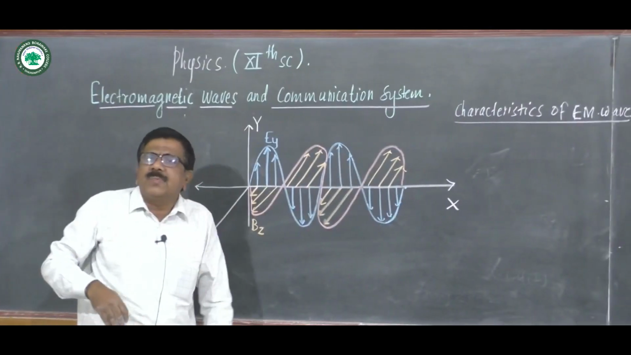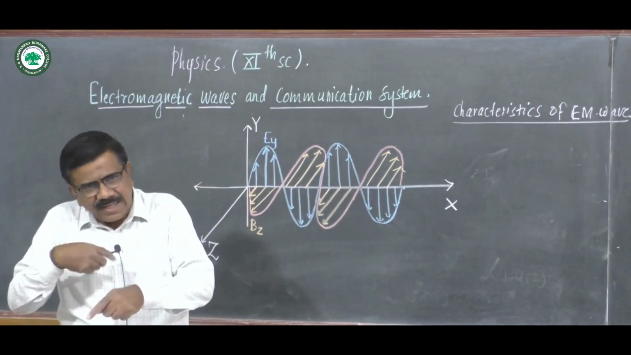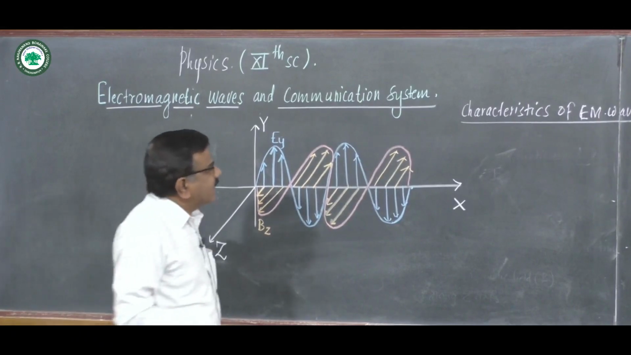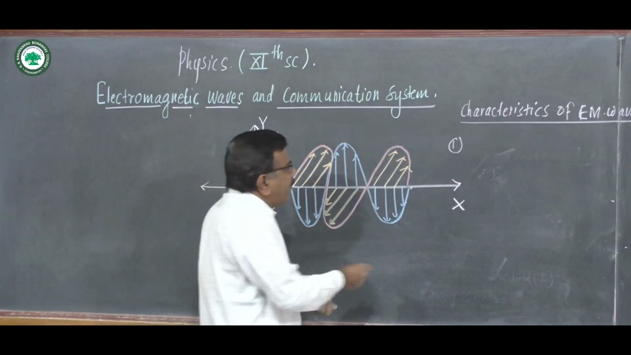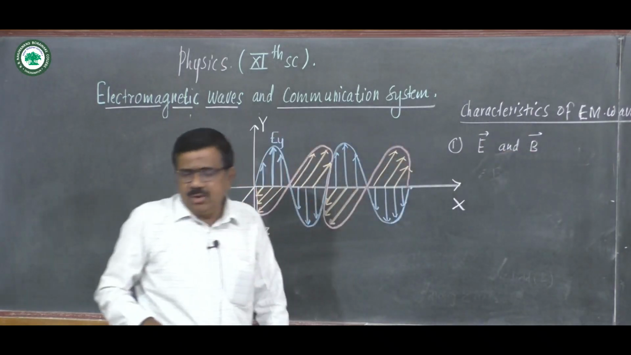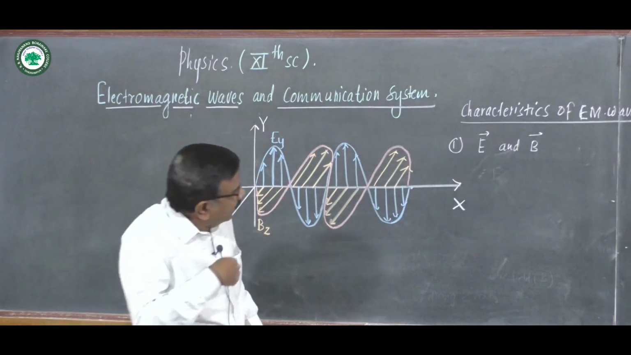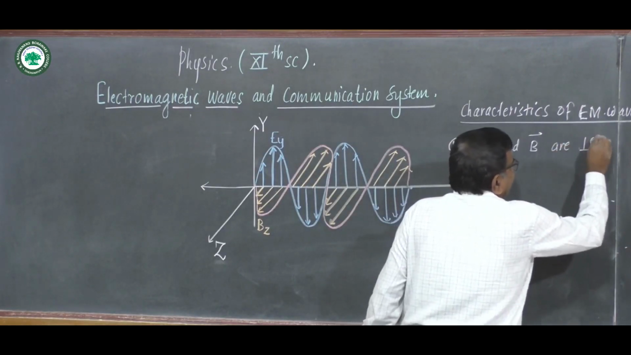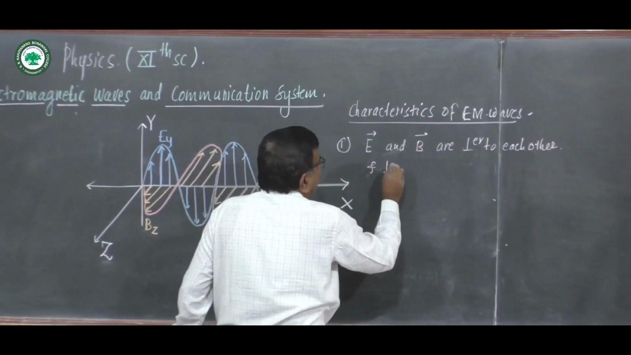As we know, the electromagnetic wave is produced by an oscillating electric charge. Oscillating charge produces the magnetic field, and that changing magnetic field also produces the electric field. Here, the characteristics are like this. First characteristic: electric field E and magnetic field B are always perpendicular to each other and also perpendicular to the direction of propagation.